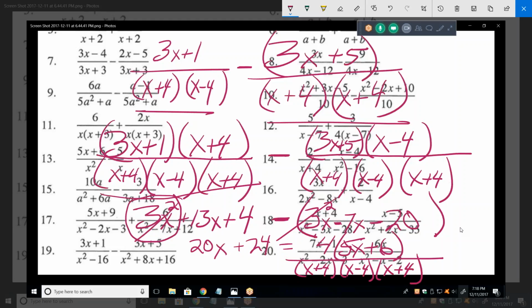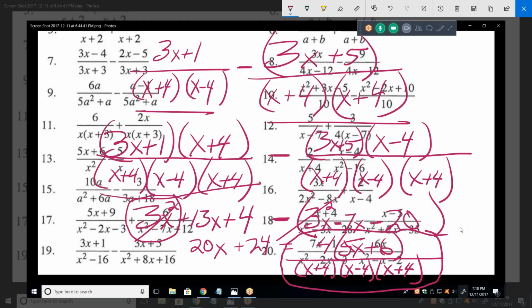Now, can I cancel anything? There's what I've got at this point. Does anything cancel? No, I don't think it does. The 5x plus 6 certainly doesn't cancel with anything. The 4 doesn't cancel with anything.